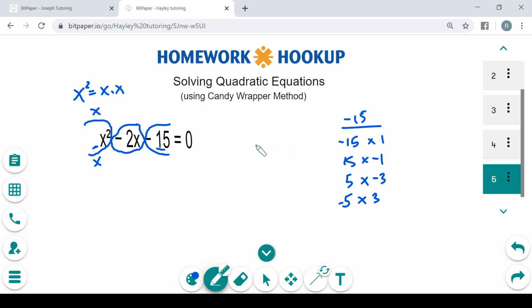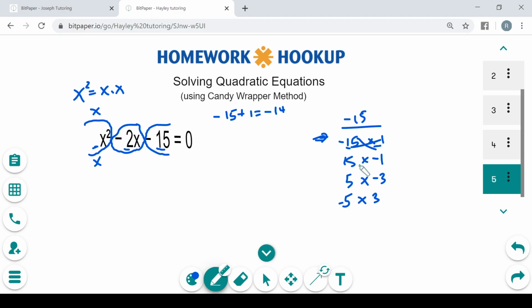Now we go down the line and work on the last part. We found our numbers that multiply to negative 15. However, we need to make sure that when you add these two numbers together, they add up to the number in front of the x, which in this case is 2. So let's try negative 15 times 1 first. That multiplies to negative 15, but when we add them together, negative 15 plus 1 gives us negative 14, which is not 2, so we're going to eliminate this one.